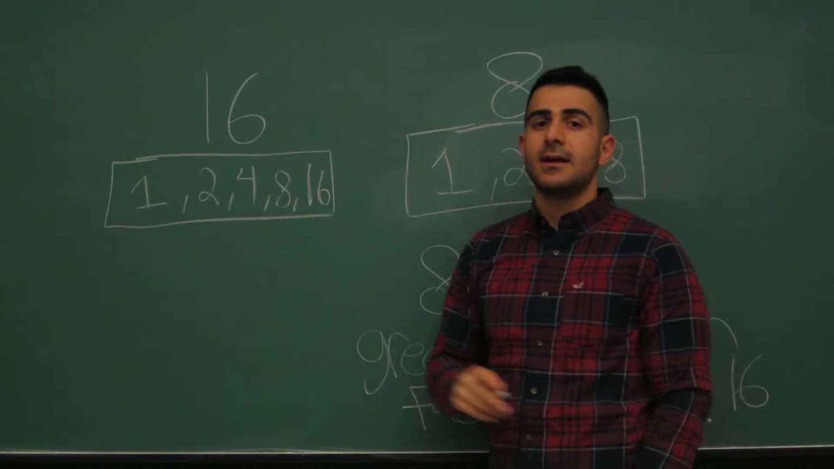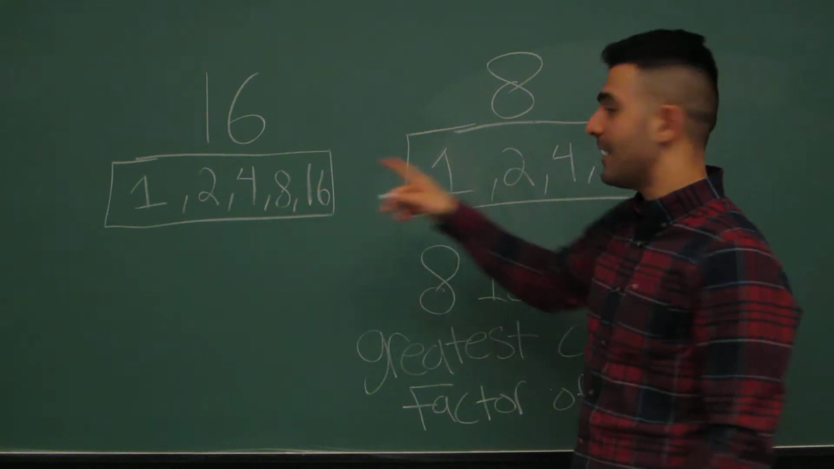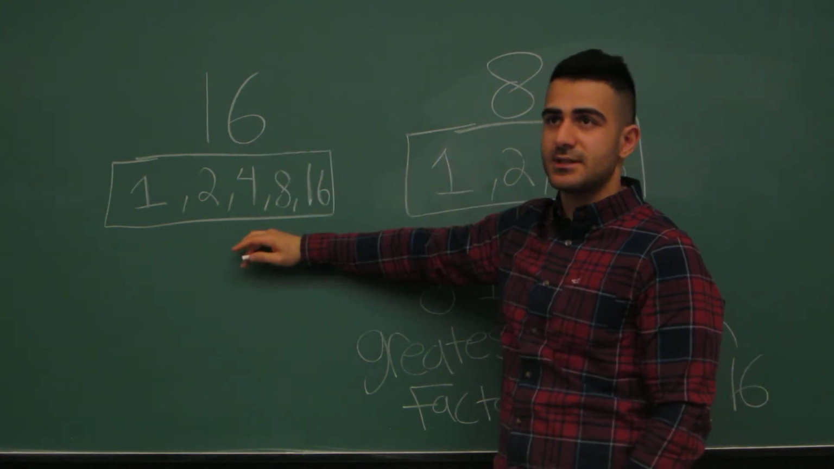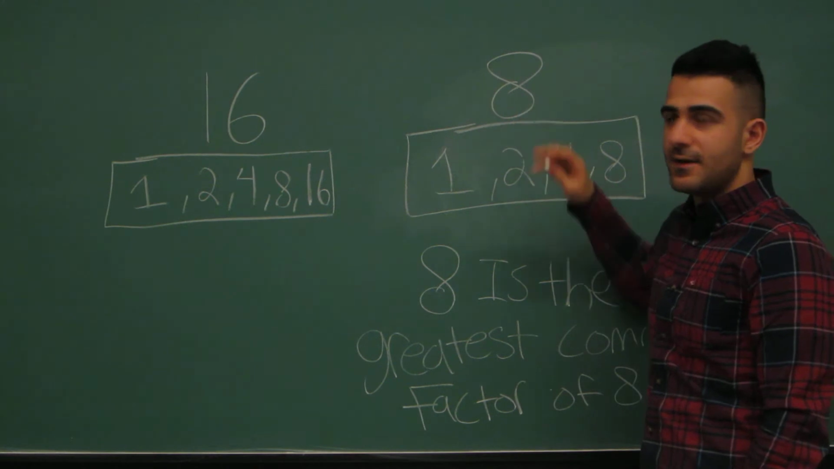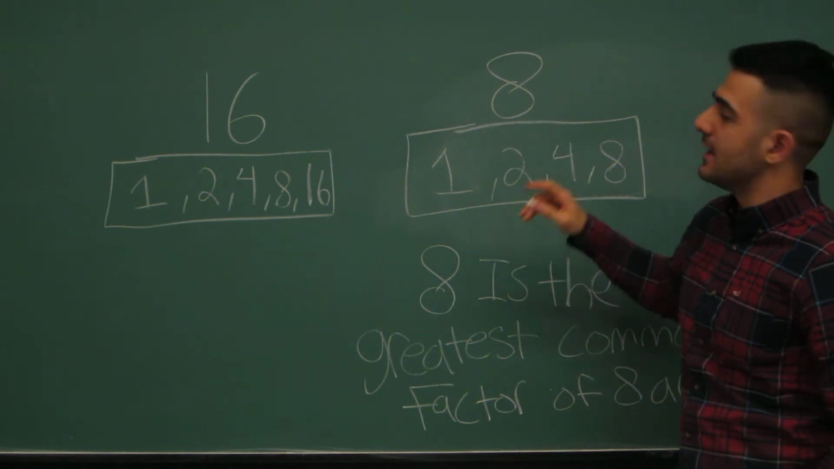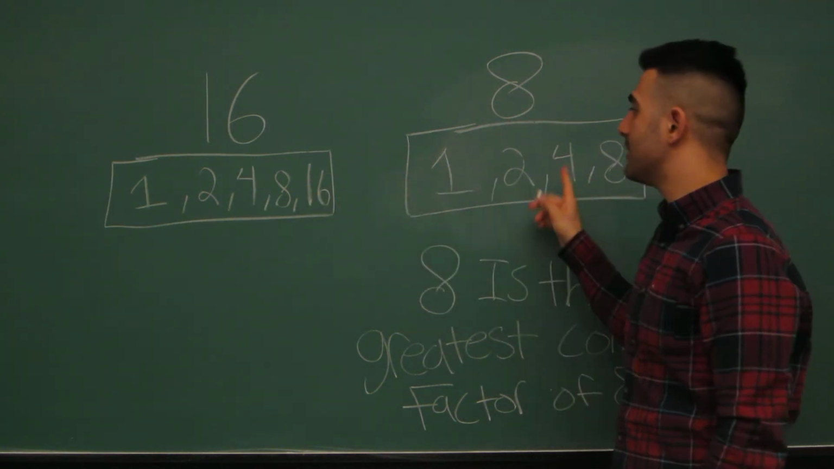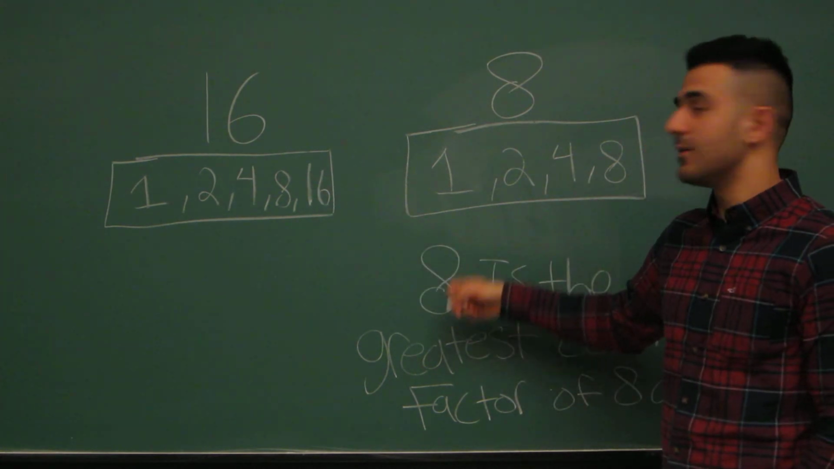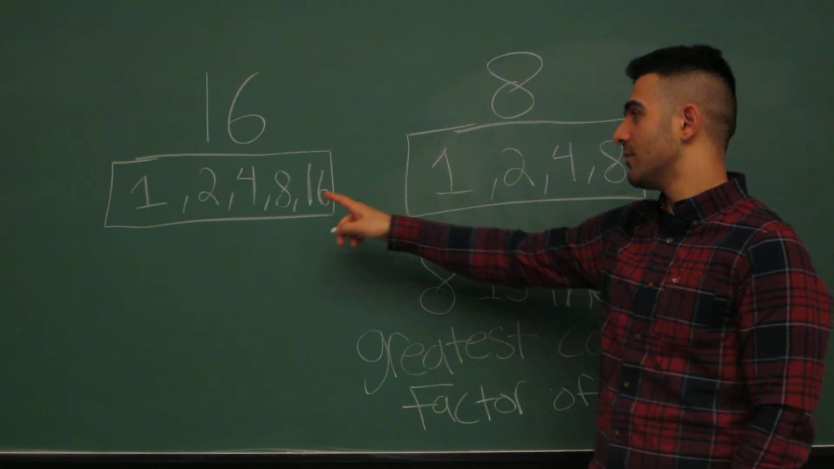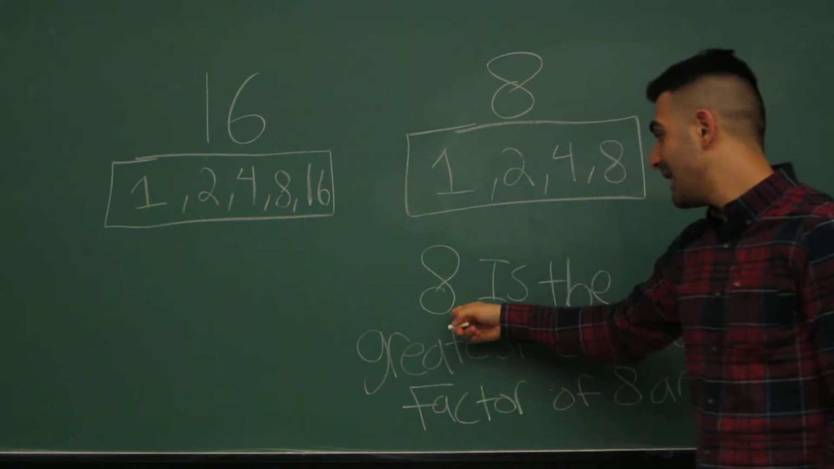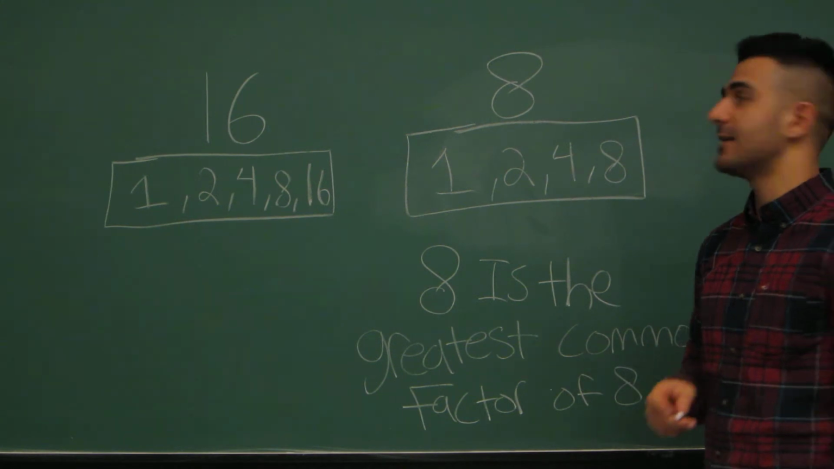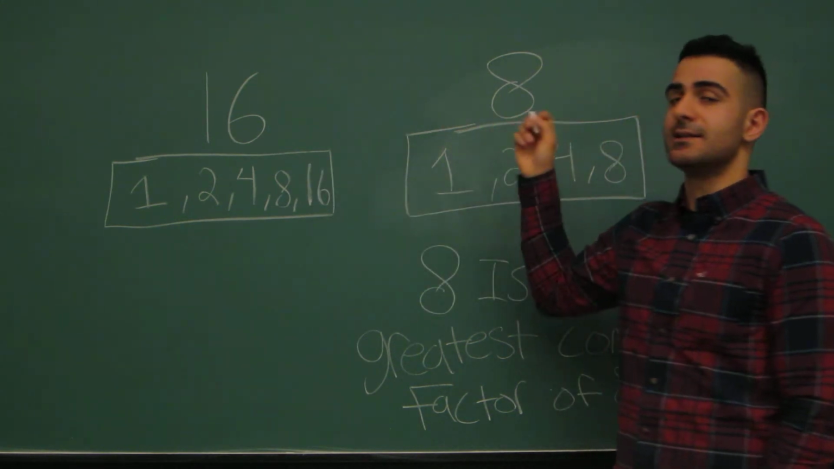Once you've done that, then you would look at both lists. So you would look at the list of factors of 16, and you would look at the list of factors of 8, and you would see which is the largest number which appears in both lists. That largest number that we found out in this case was 8. So we would say 8 is the greatest common factor of 16 and 8.